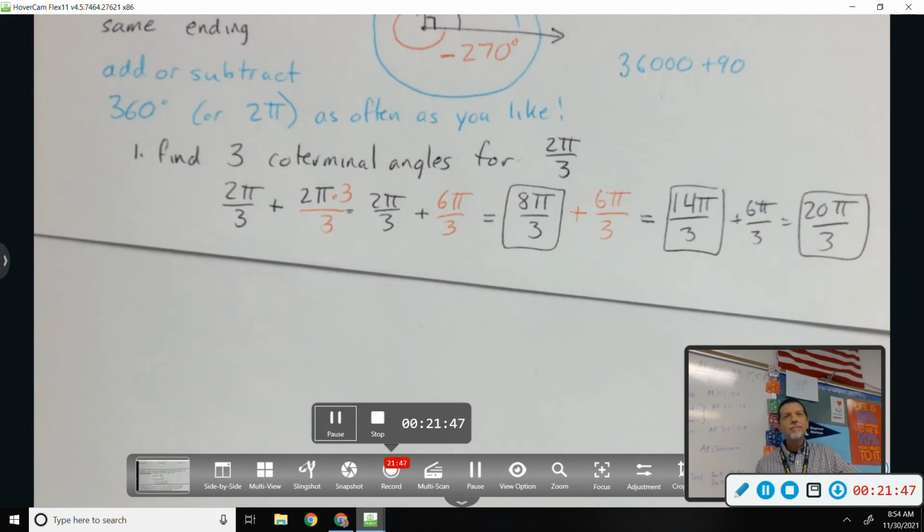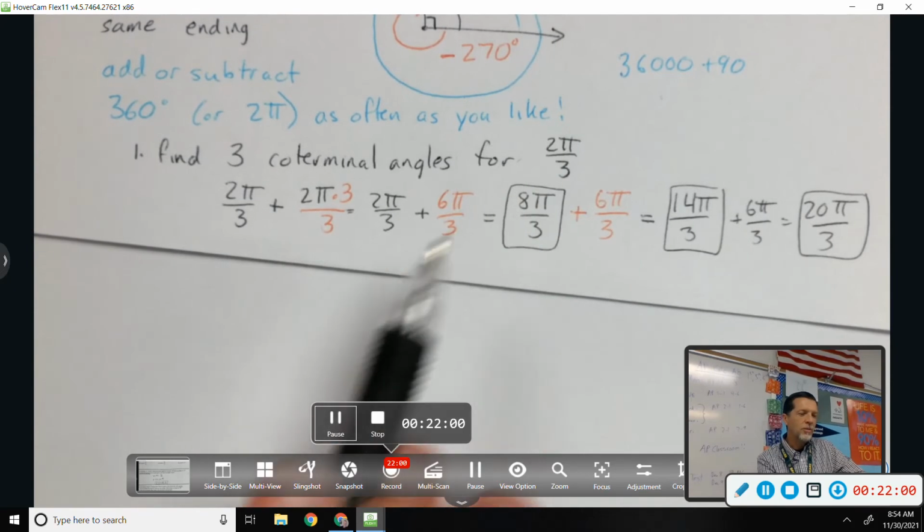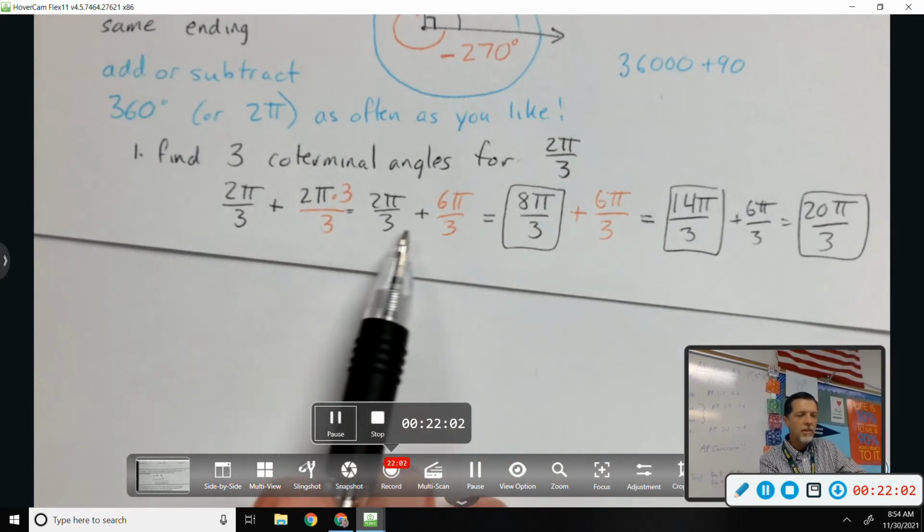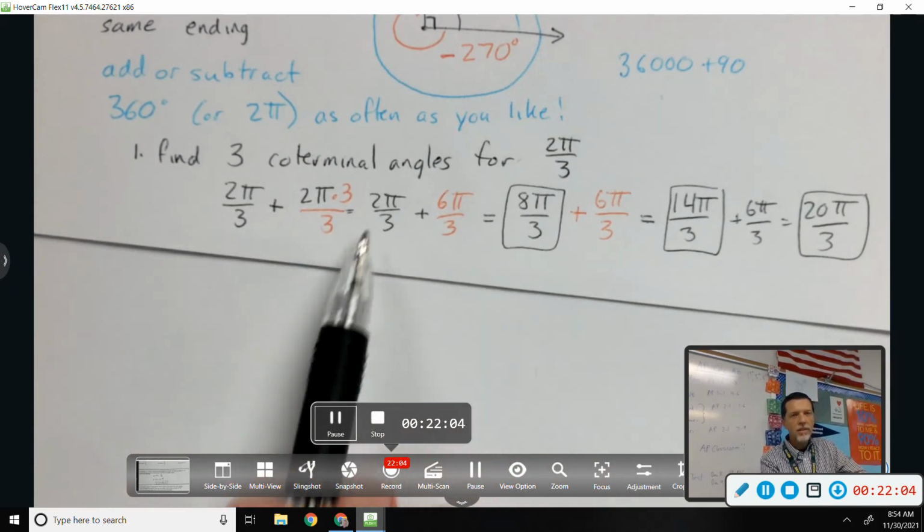Here's the question. So you could write as many as we ask you to. At that point, it's just adding the number in front of pi. Yes. Be careful with negatives. Maybe I should have started with negative 2 pi over 3, because then that would have messed some of us up. But it works the same way.